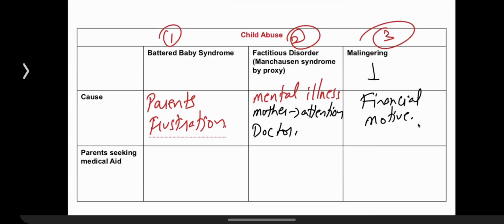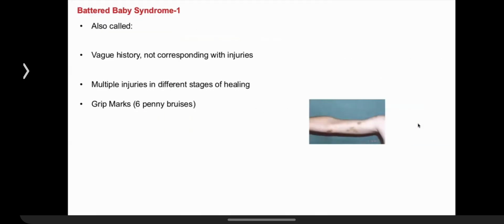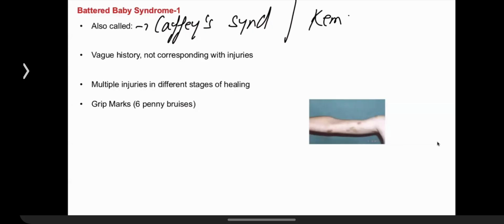In battered baby syndrome, the parents will not go to the doctor early because they will get fearful. They will go to the doctor only late if some complications occur. In factitious disorder, they come early. In malingering, also early. Battered baby syndrome is also called Caffey's syndrome or Kempe's syndrome.